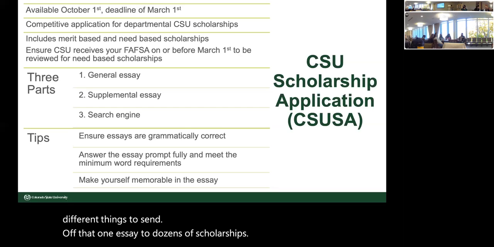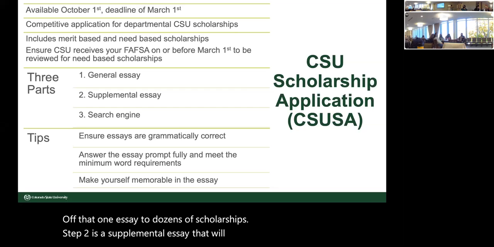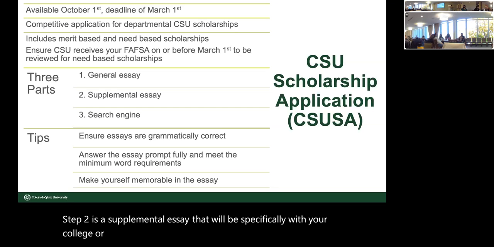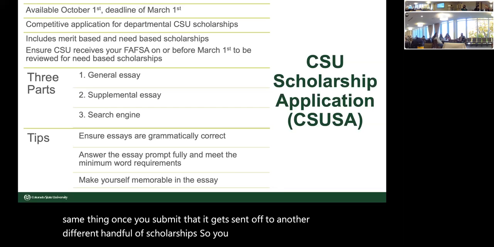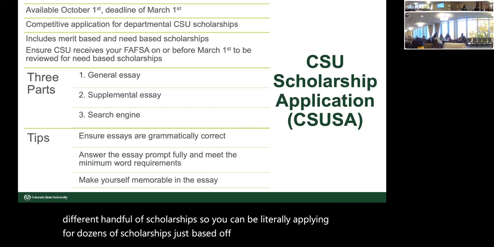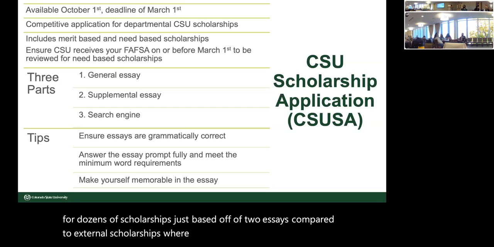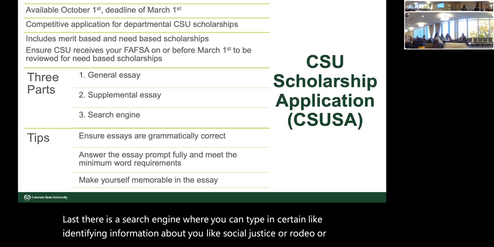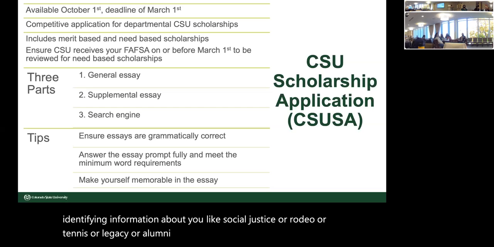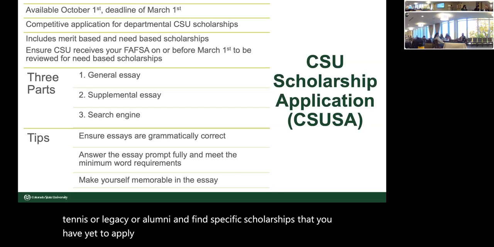Step 2 is a supplemental essay that will be specifically with your college or department, and it'll be a more specific question, but same thing. Once you submit that, it gets sent off to another different handful of scholarships. So you can be applying for dozens of scholarships just based off of 2 essays, compared to external scholarships where each one is probably different. Last, there is a search engine where you can type in certain identifying information about you, like social justice or rodeo or tennis or legacy or alumni, and find specific scholarships that you have yet to apply for through the first 2 essays and apply for those individually.